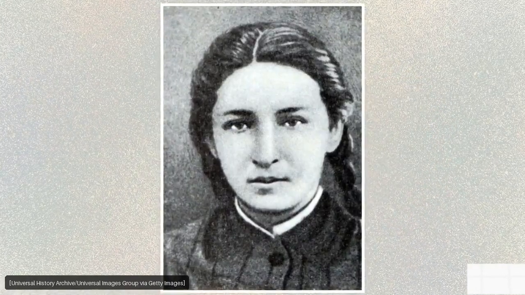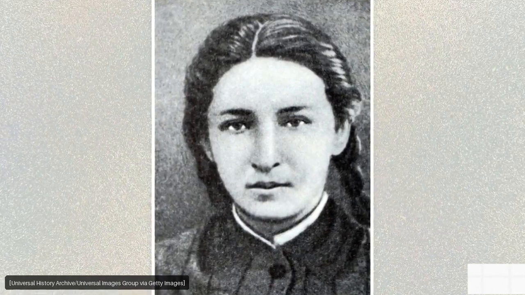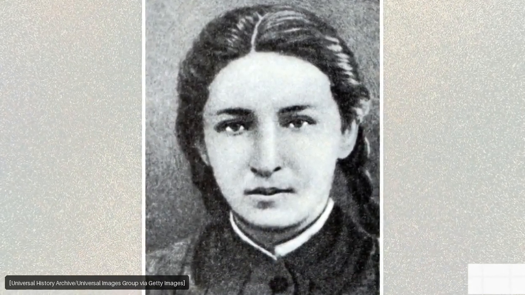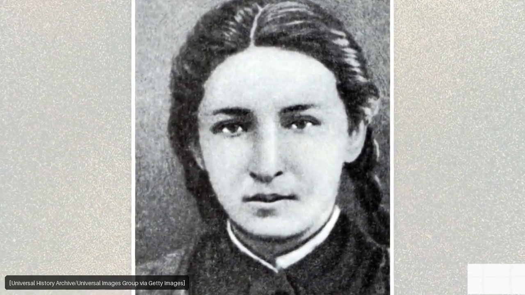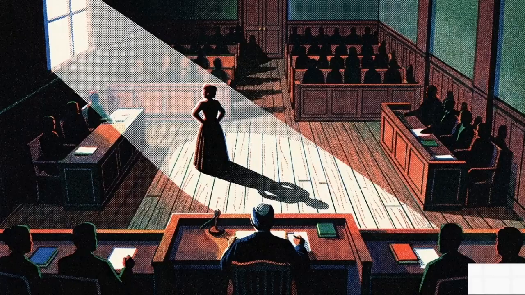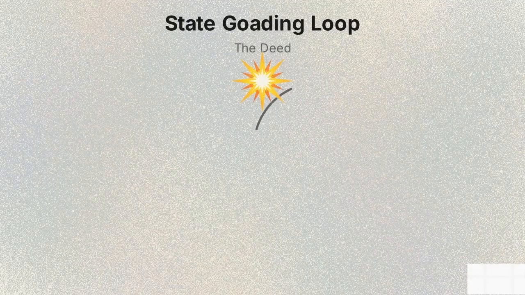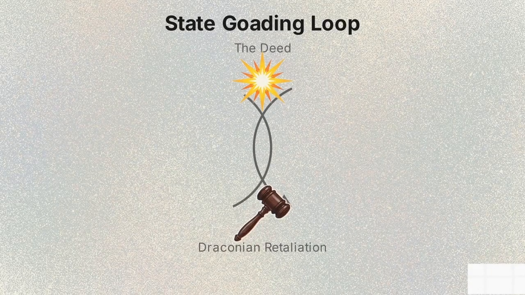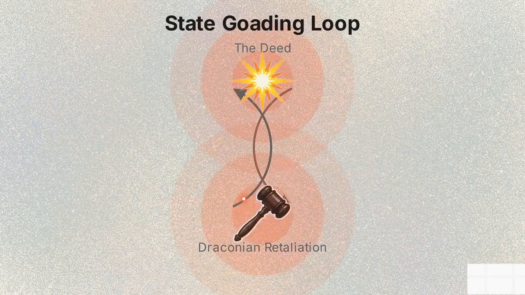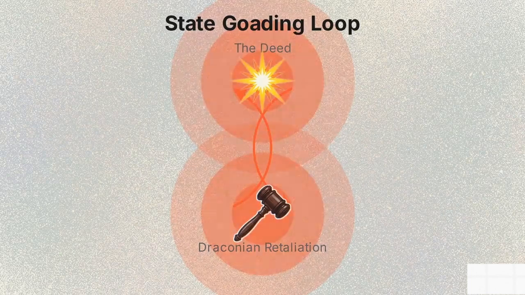The doctrine relies on two primary mechanics. In 1878, Vera Zasulich shot a Russian general to trigger cognitive rupture, a symbolic strike creating a psychological vacuum. This gave her the space to use her criminal trial as a broadcast platform for her ideology. The second mechanic is state goading. By executing high-profile attacks against symbolic targets, the perpetrators force the state to retaliate with severe, draconian measures.